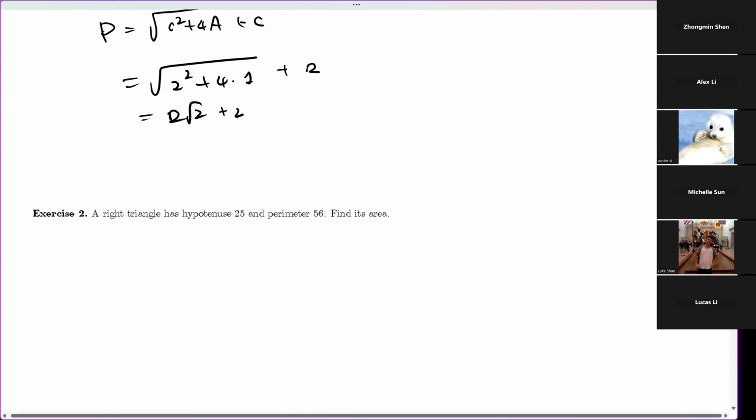So the second problem. A right triangle has hypotenuse 25 and perimeter 56. Find the area.